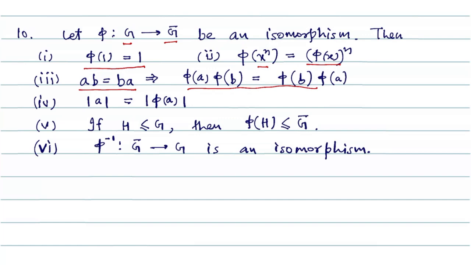Phi preserves the order of every element. So the order of a and the order of phi(a) would be the same. If H is a subgroup of G, then phi of H will be a subgroup of G bar. And if phi from G to G bar is an isomorphism, then its inverse, phi inverse, is an isomorphism from G bar to G.